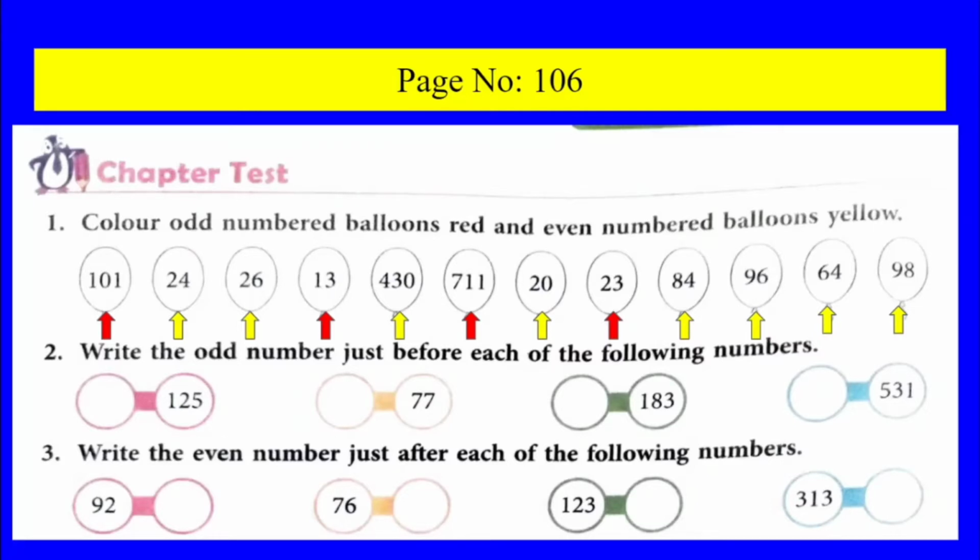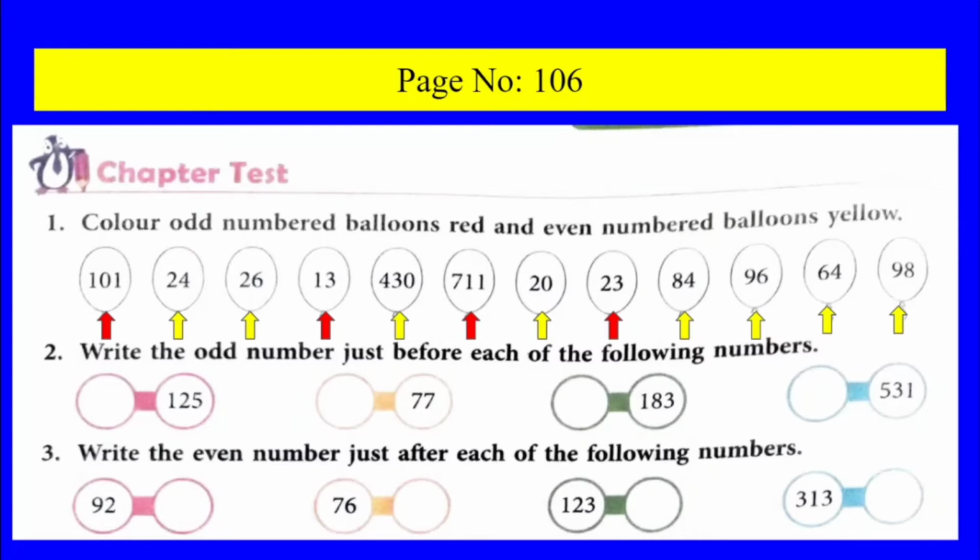Write the odd number just before each of the following numbers. So children, here we have to write the odd numbers just before the given numbers. So here we will use backward counting for this. So let us look at the first number, 125. So which is the number before 125? Yes, 124. So is 124 an odd number?